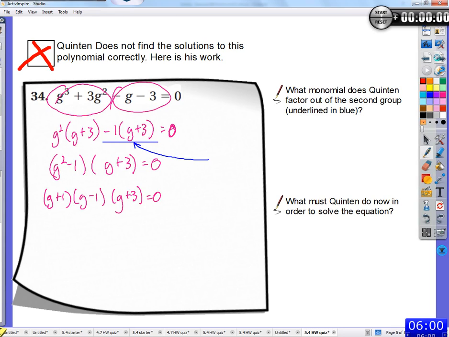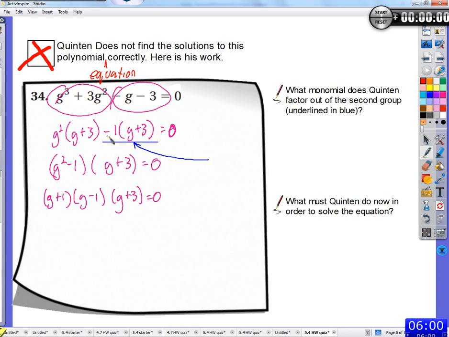Finally, Quentin does not find the solutions to this polynomial correctly. The polynomial, I should probably say, the equations have solutions. So he does factor by grouping. What does he factor out of the second group?